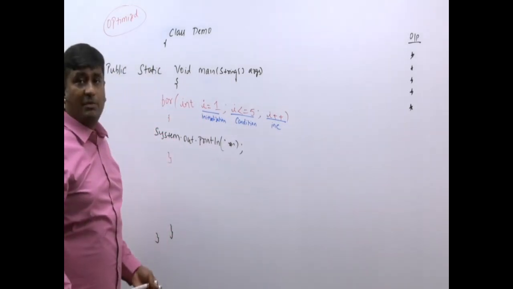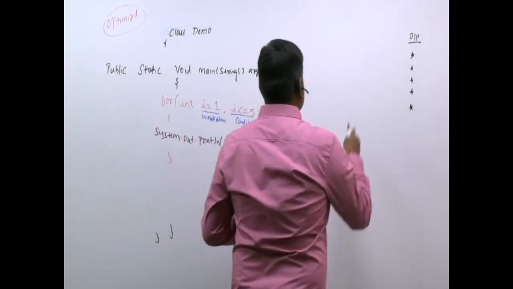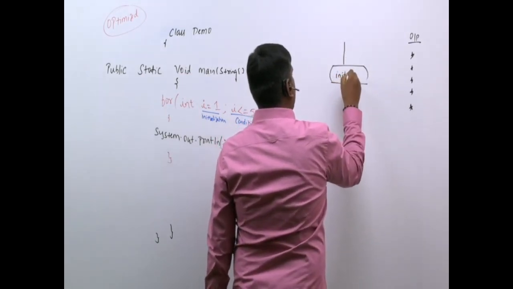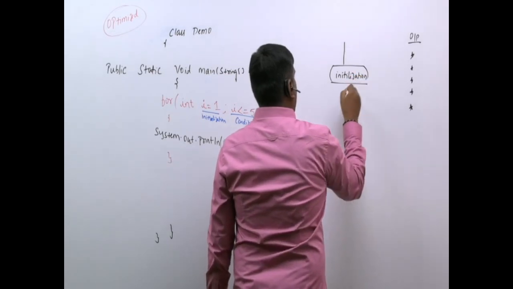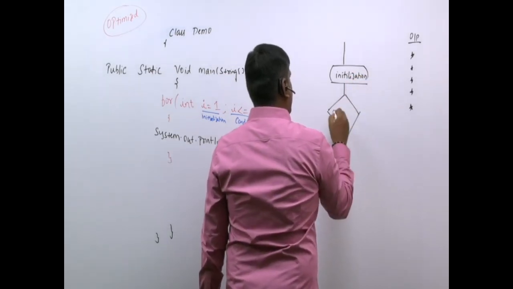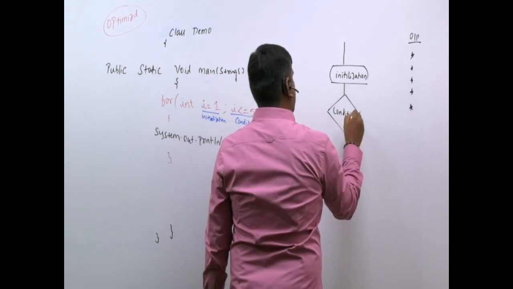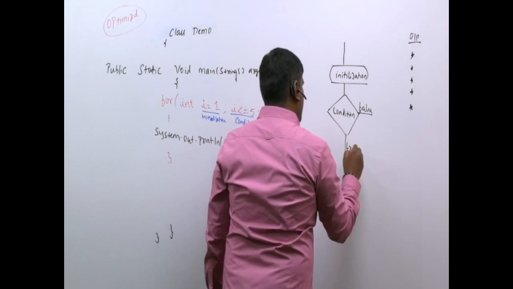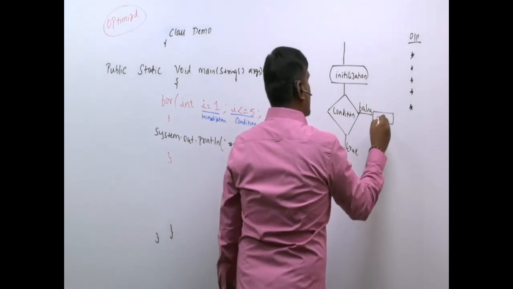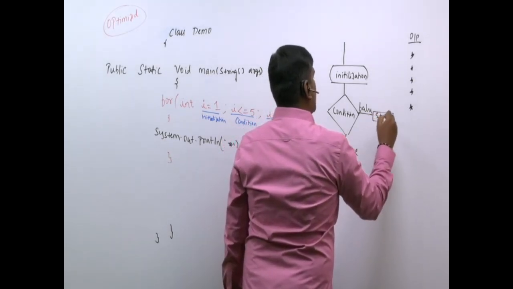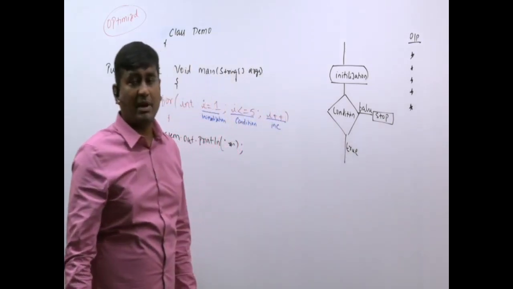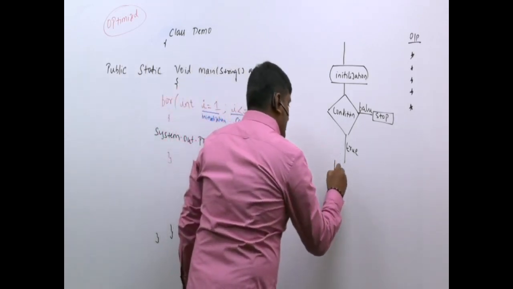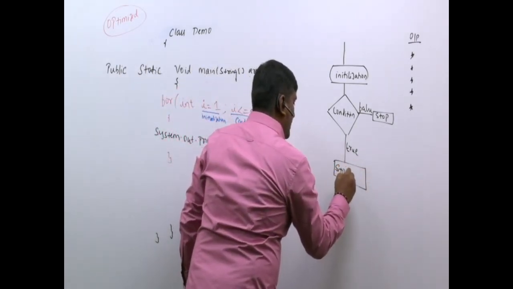Okay sir, how will this for loop work? It will work something like this. This is the flow chart of the for loop. First, initialization will be taken care of. After the initialization, it will check the condition. This condition may be either false or true. If the condition is false, then it will stop executing the for loop and the control will come outside the for loop. If the condition is true, then whatever statements are present inside the for loop, it will execute.